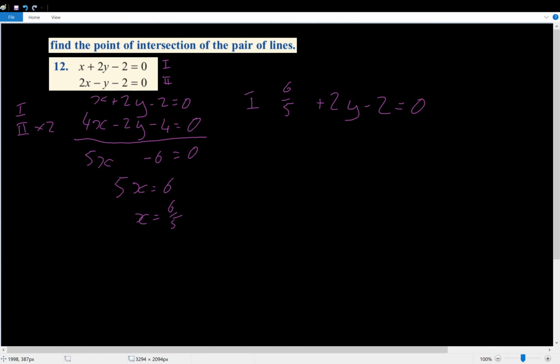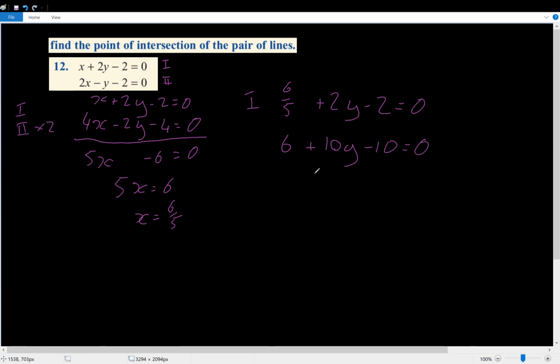Our best bet from here would be to clear out this fraction. The easiest way to do that is to multiply everything by 5. So 6/5 by 5 is just 6. 2y by 5 is going to be 10y. And -2 by 5 is going to be -10. And 0 by 5 is 0. So it's still equal to 0.